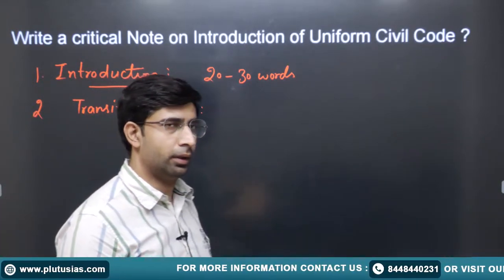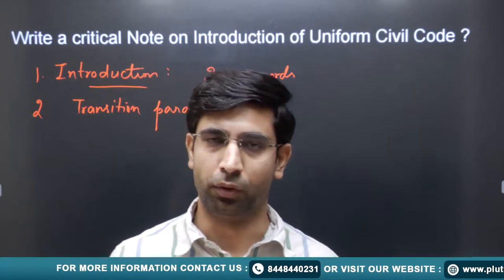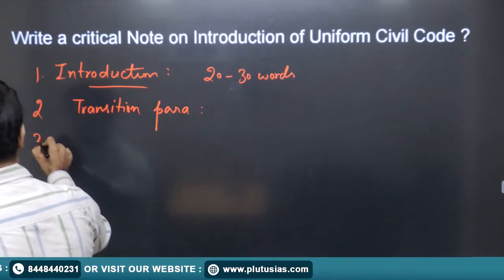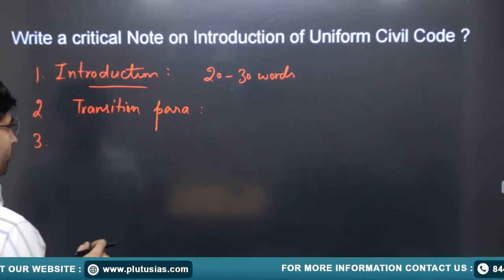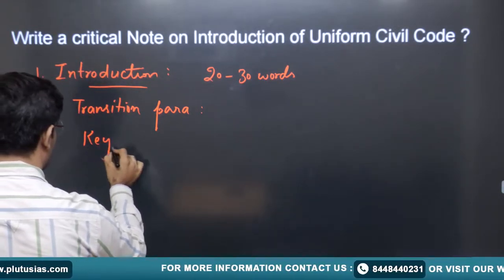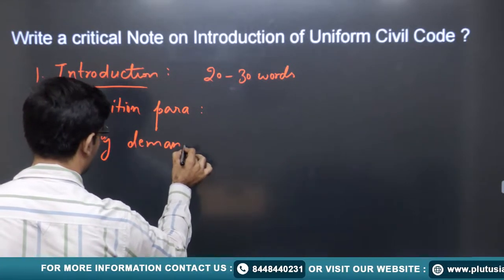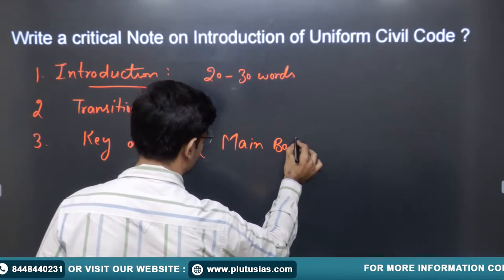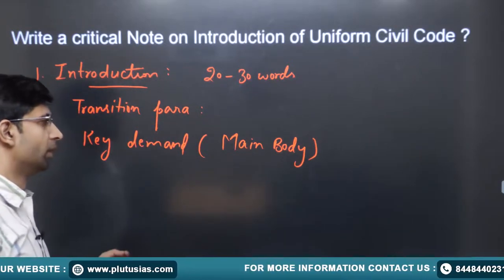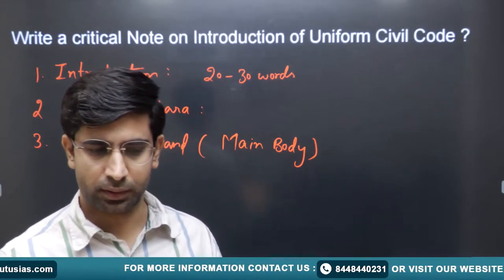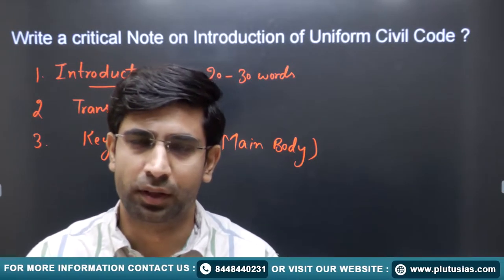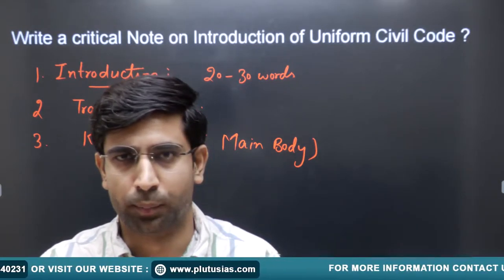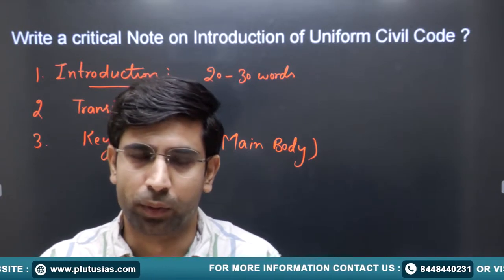When it is connected smoothly, your answer will have a good flow, and flow is required in every question, in every answer. After the transition paragraph, you directly go to the key demand of the question, and you will be writing the main part of the answer, the main body. This main body will have different parts. In case of law questions, we generally divide this body into three parts. One part will have pro, which means it will represent the in-favor points of the given topic.